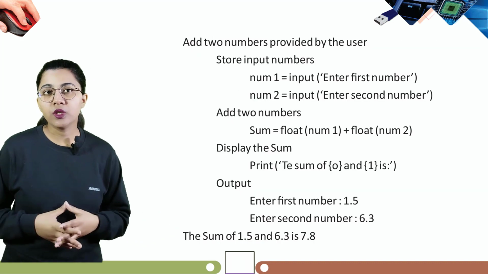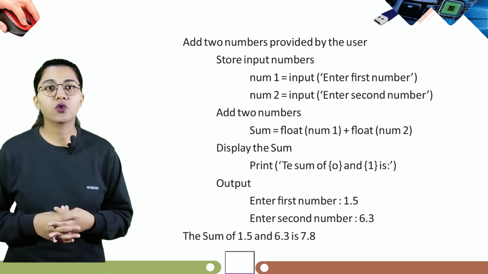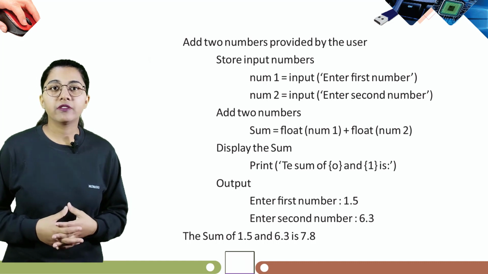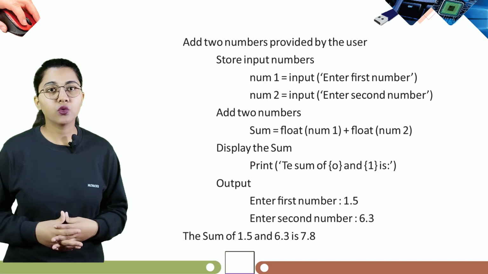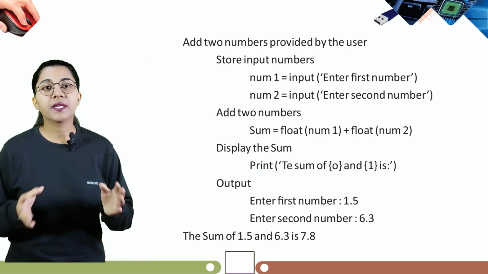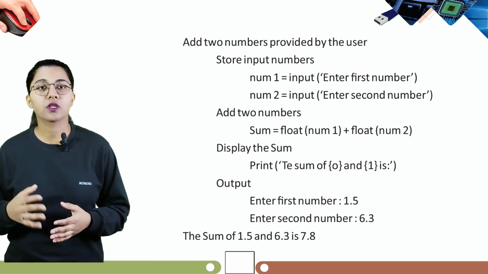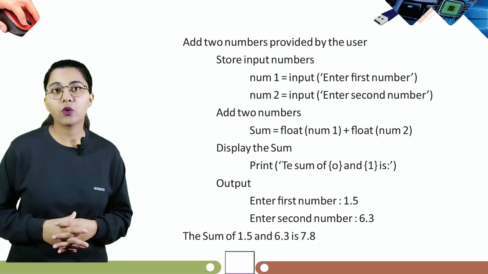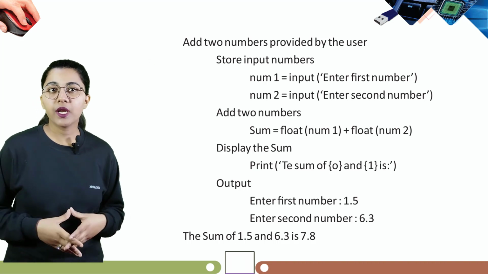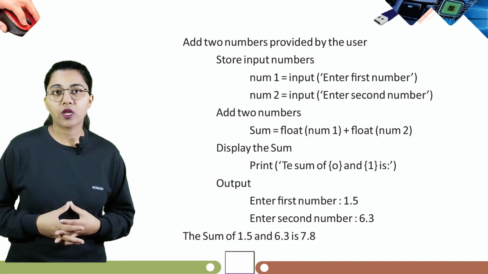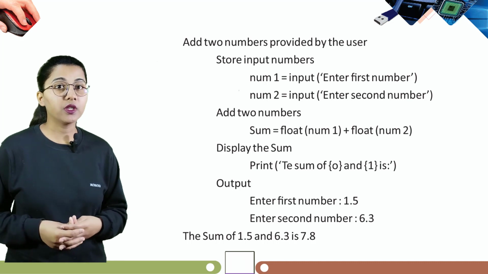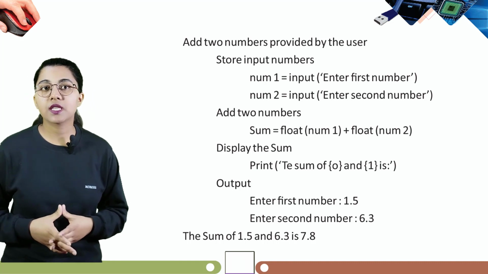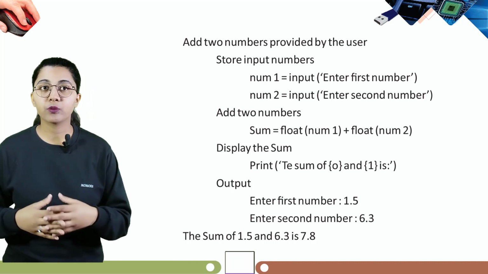Now, add two numbers provided by the user. Store input numbers: num1 equals input('Enter first number'). num2 equals input('Enter second number'). Now add two numbers: sum equals float(num1) plus float(num2). Display the sum: print('The sum of {0} and {1} is {2}'). Output: the first number 1.5 and the second number 6.3. The sum of 1.5 and 6.3 is 7.8.